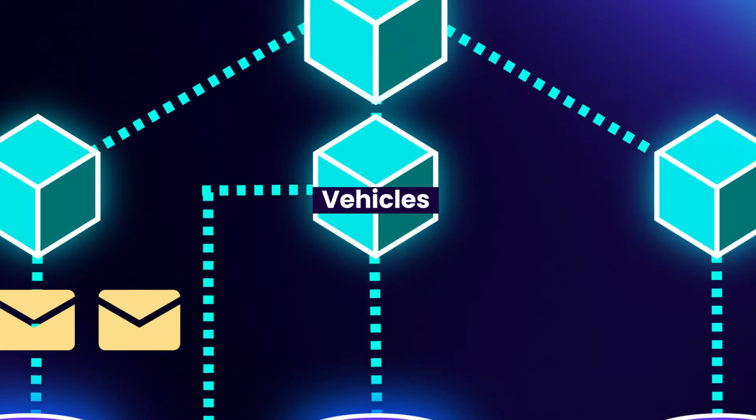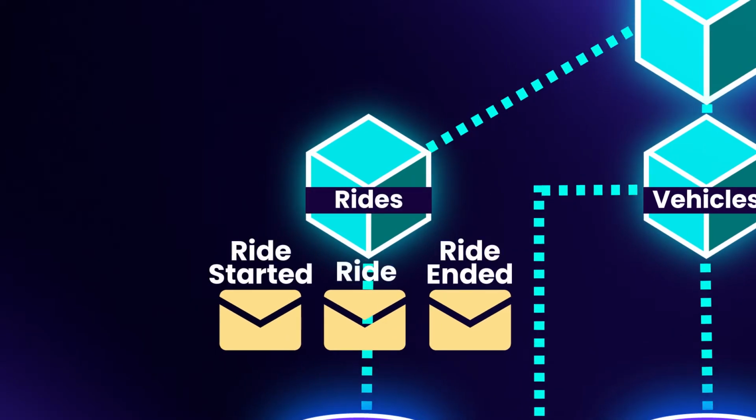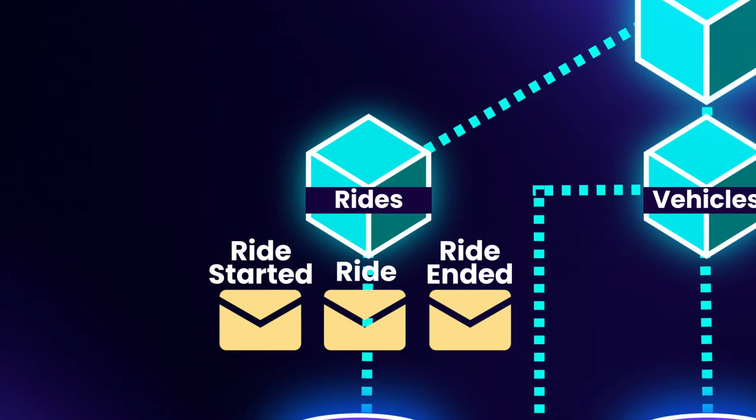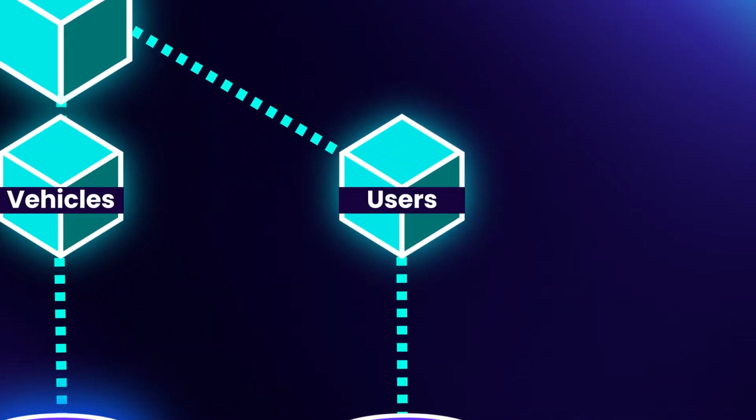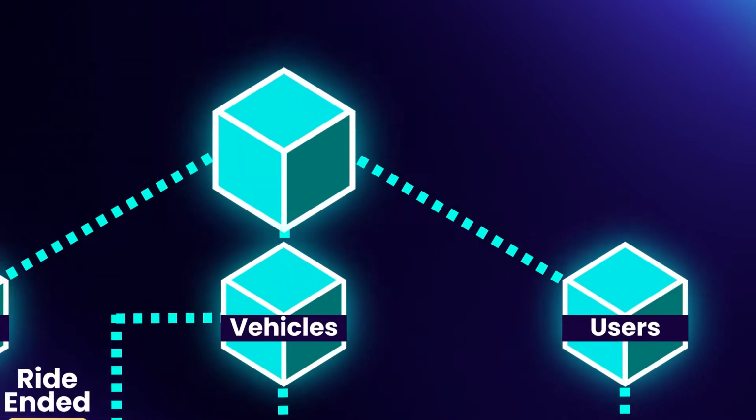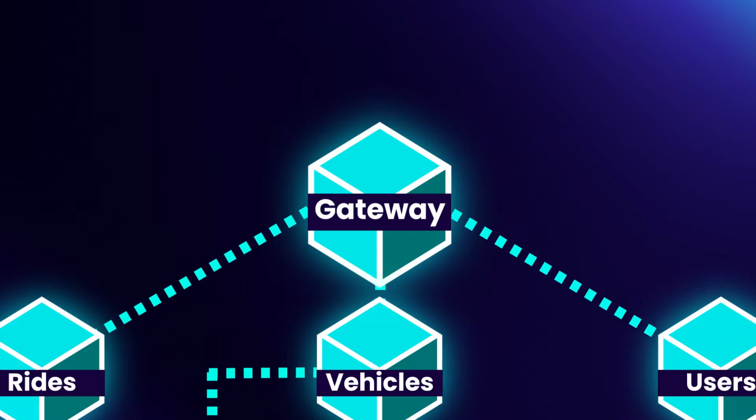location, and battery level. Rides, which manages the details of a ride, including the start time, end time, and a few other things. Users, which manages things like user registration and login. And UI Gateway, which orchestrates user requests between various microservices.